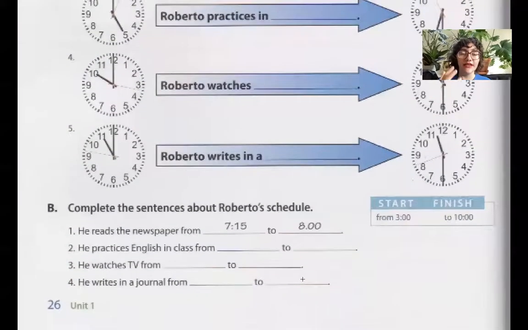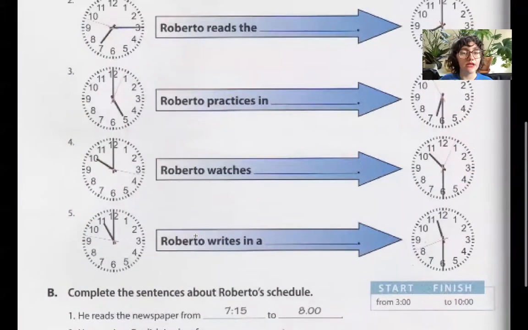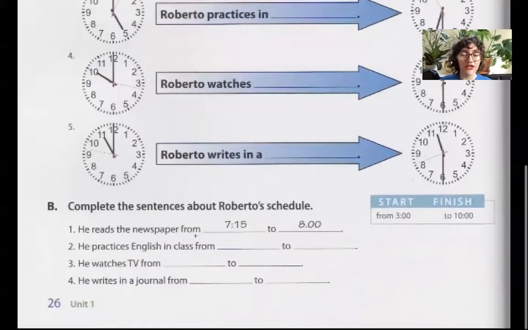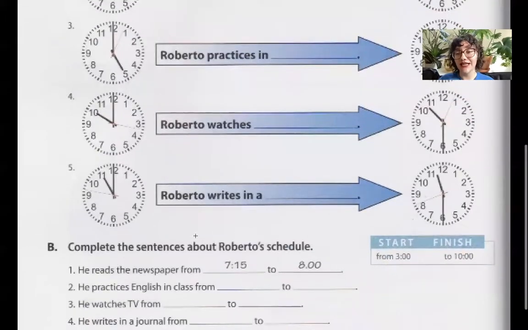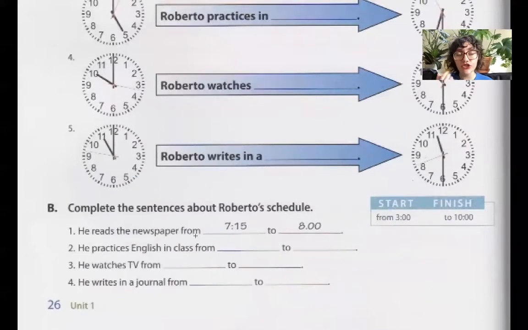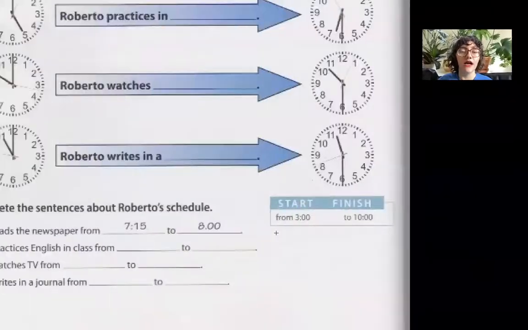So we can write it in sentences, right? He reads the newspaper from 7:15 to 8 o'clock. He practices English class from 5 o'clock to 6:30. He watches TV from 10 o'clock to 10:30. He writes in a journal from 11 o'clock to 11:30, right?